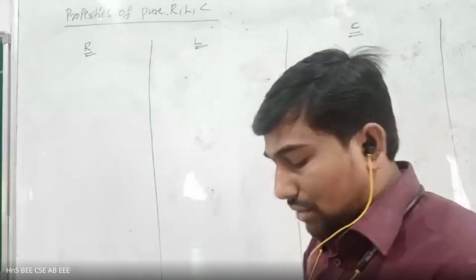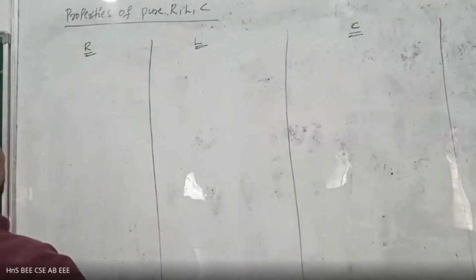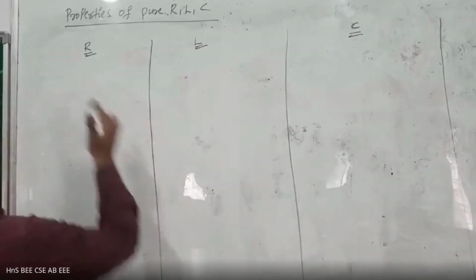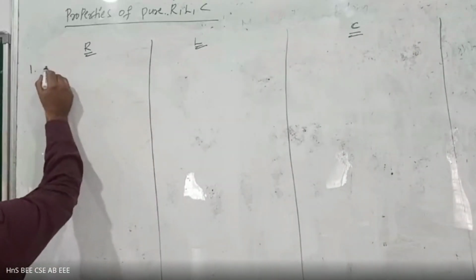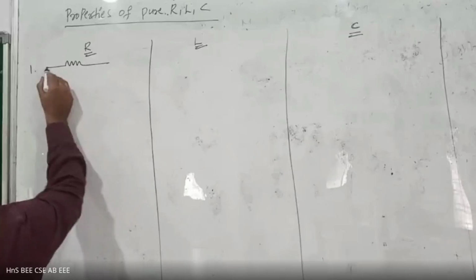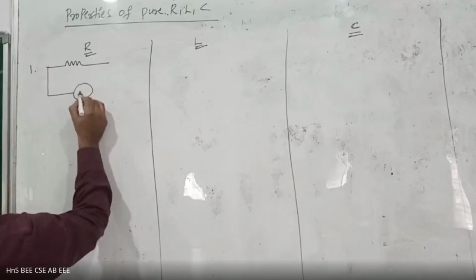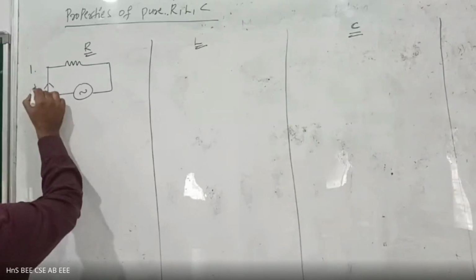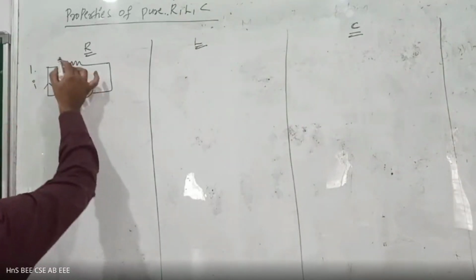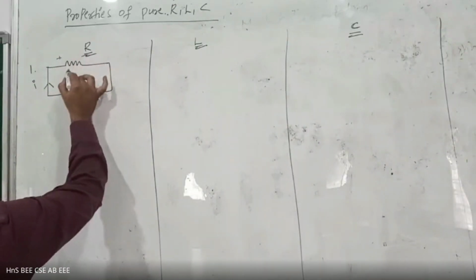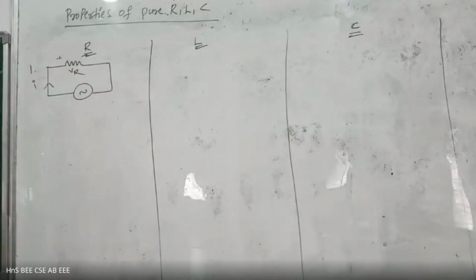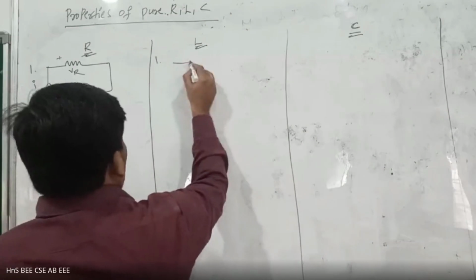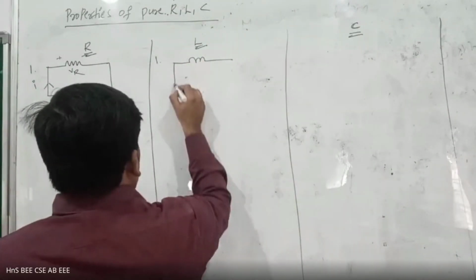Now see, the first important point: you have to draw the diagram for all elements. One resistance is connected with one supply. In this circuit, some current is flowing. That current is called I. Across the resistance, we have some voltage. That is VR.